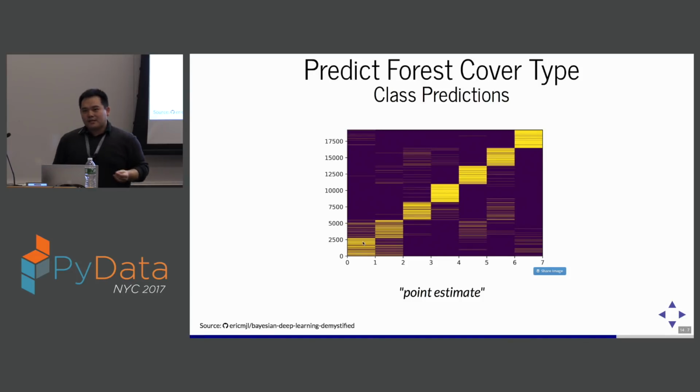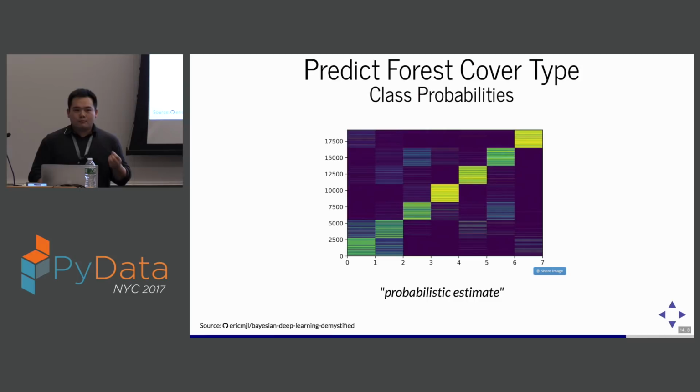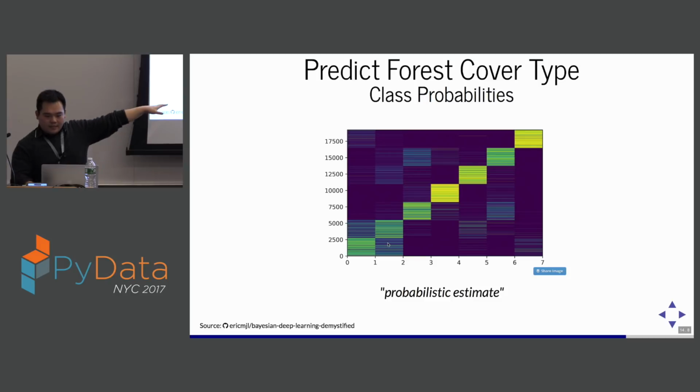But keep in mind, we're using a probabilistic programming language, which gives us more than just the point estimate, right? We can use the probabilistic estimate. So rather than just plotting the single highest value associated with it, we can actually discern what the probabilities are, and plot all of the probabilities. And this is what that looks like.